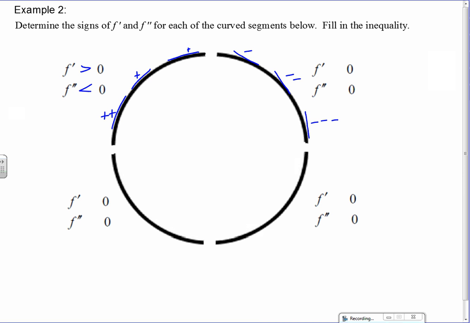So the function is decreasing. The y values are going down, aren't they, as I travel along my curve. And the second derivative is negative. It's less than 0. So it's decreasing at a decreasing rate. F prime here, if I take this point and compare it to this point, it is a decreasing function.